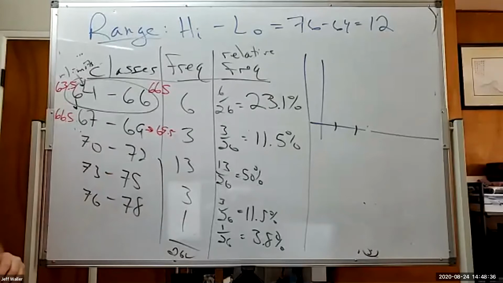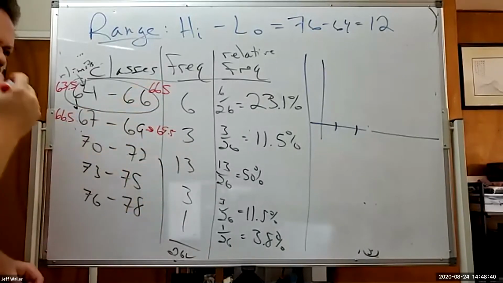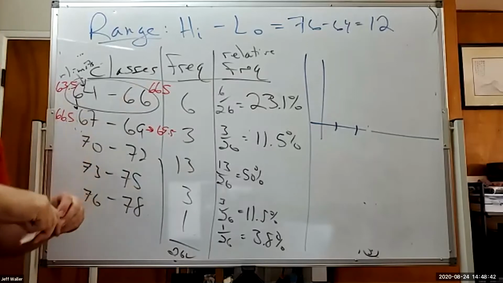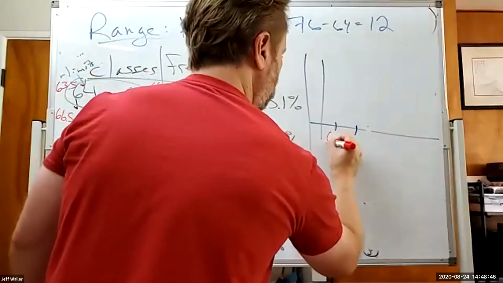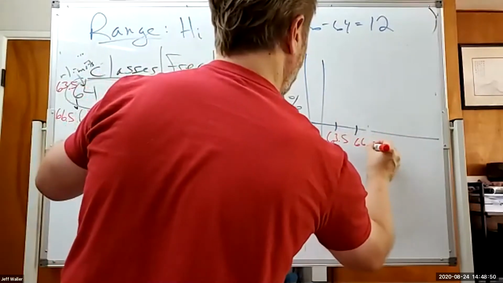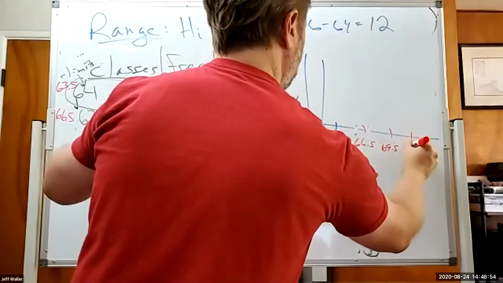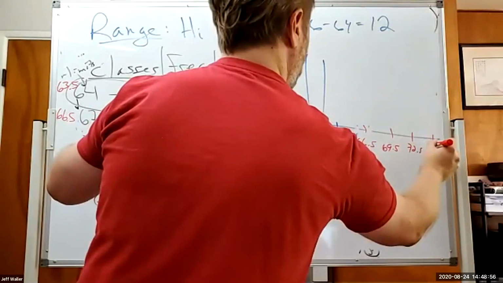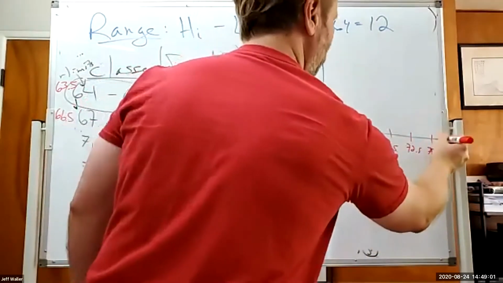I know I'm putting these numbers here, but you do not put these numbers here. So this won't be 64. This will be 63.5 and then 66.5, and you just keep counting by 3. Am I going to be able to fit this on here? No. Poor little thing.